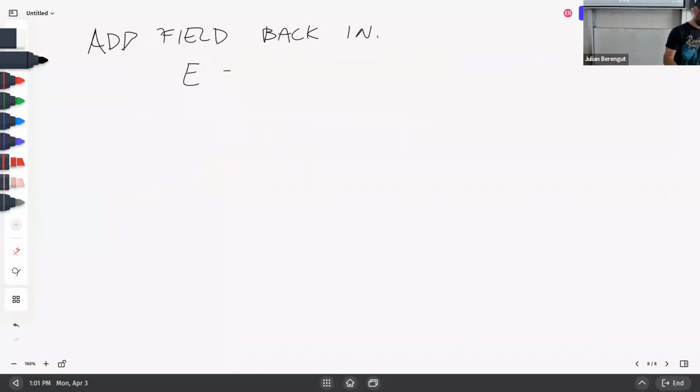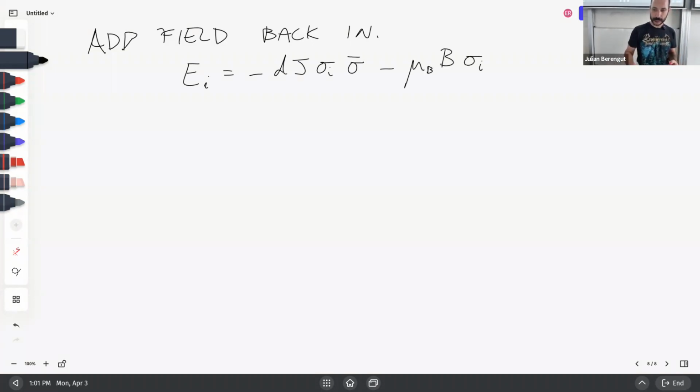Then energy is going to be equal to, for the ith one, minus dJ sigma_i sigma bar, just like what we had before. And now we've got minus mu_B B sigma_i. That would be the energy for the ith one. So the first part was the same, and the second part we've got the magnetic field. So we can write this as minus sigma_i times (dJ sigma bar plus mu_B B). Cool.